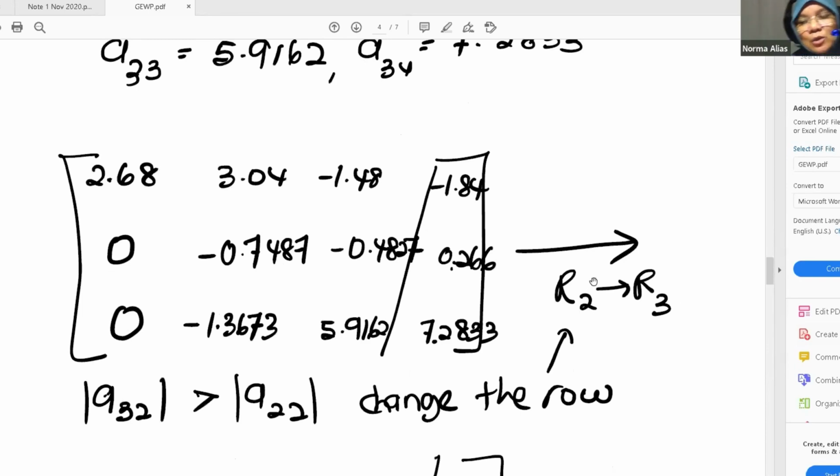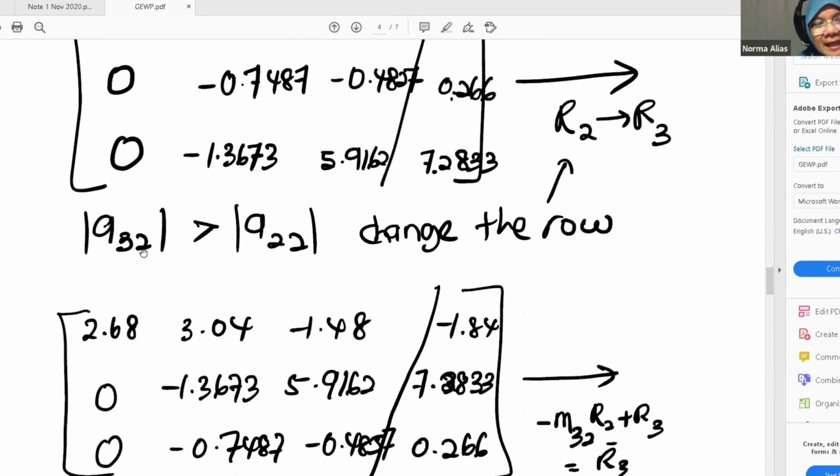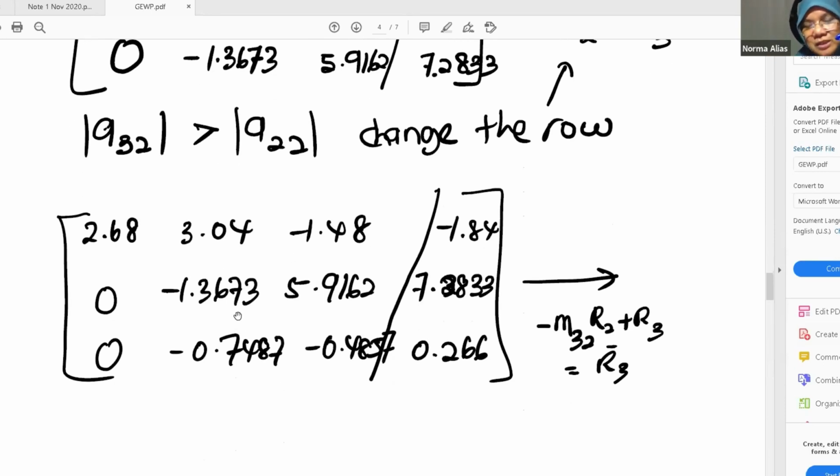All right. So we need to change R2 and R3 because A32 is always greater than A22. When you put the absolute value, A32 is always greater than A22. So when A32 absolute is greater than A22, you need to change row 2 and row 3. Now you change.